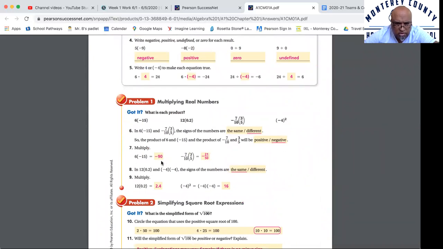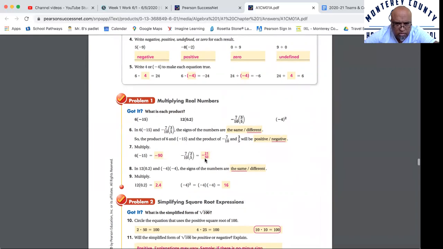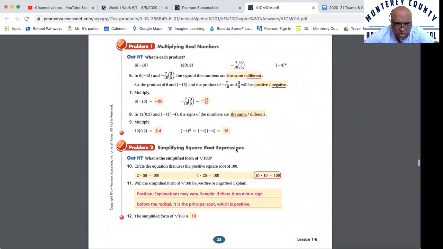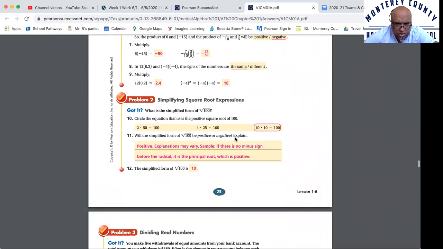Question 7, the answer is -90 and -21/50. Question 8, the answer is the same. Question 9, the answer is 2.4 and 16. Question 10, circle the last one. 10 times 10 equals 100.